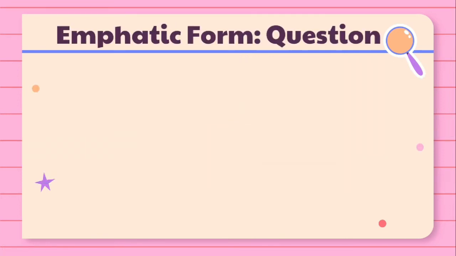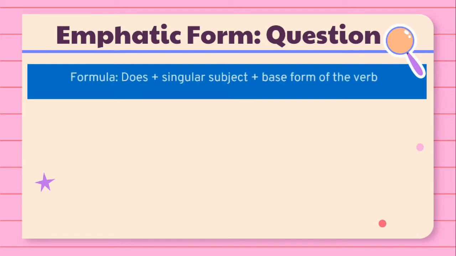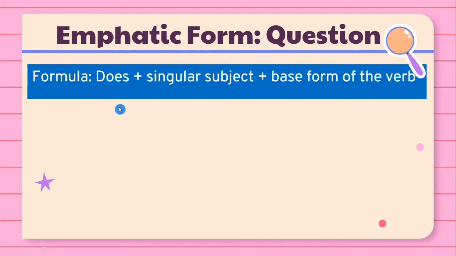Now let's create a question under the emphatic form. So this would be our formula. We have does plus singular subject plus the base form of the verb.